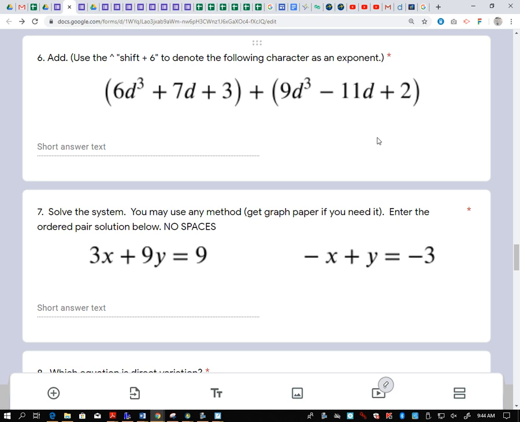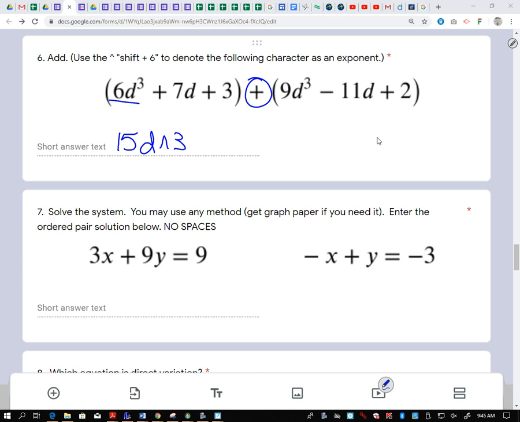Number 6 says we want to use the arrow key to denote something as an exponent here. What's nice about this question is that because of this plus here, I'm not distributing a negative, so I don't have any really place to make a mistake. So I'm just adding like terms, right? What's 6d cubed plus 9d cubed? What's 6 plus 9? So 15, I'm going to do caret. Oh, I'm sorry, not caret, not here anyway. 15d caret 3. Does that make sense?